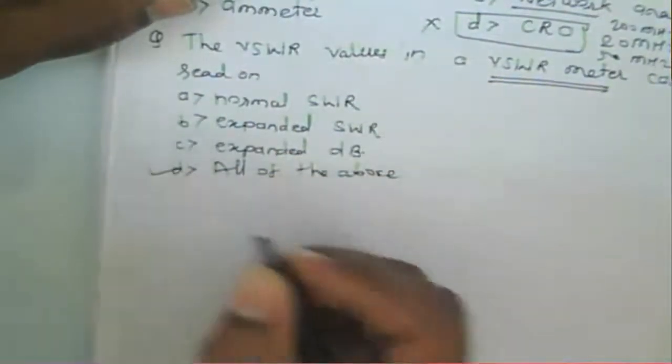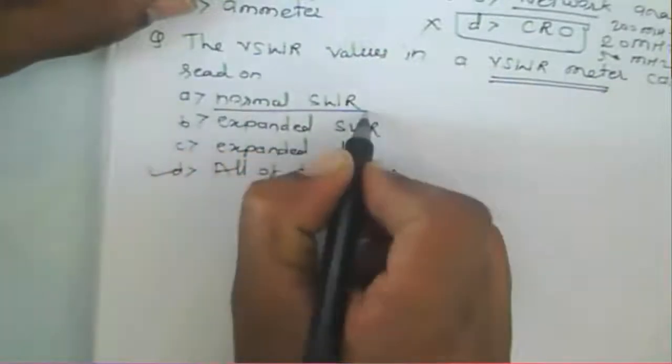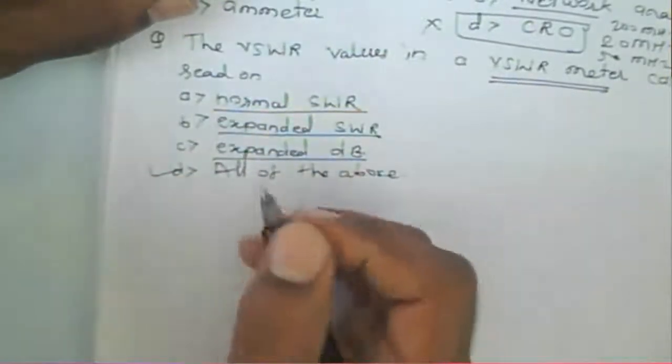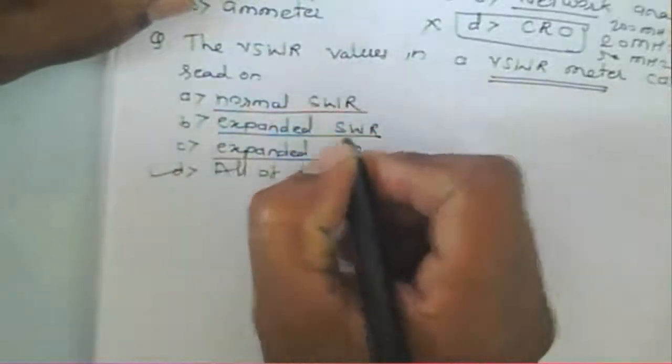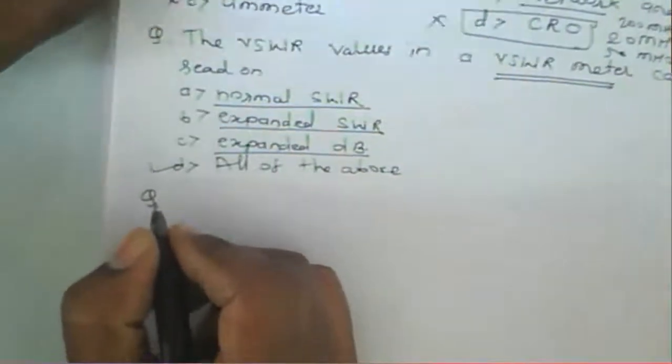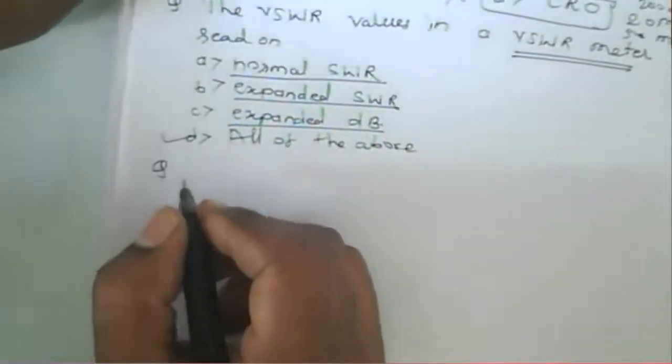The correct answer is D. It has the normal SWR. It has the expanded SWR. It has the expanded DB also, since it has a DB scale. That's why it is all of the above. That is the answer for this question.